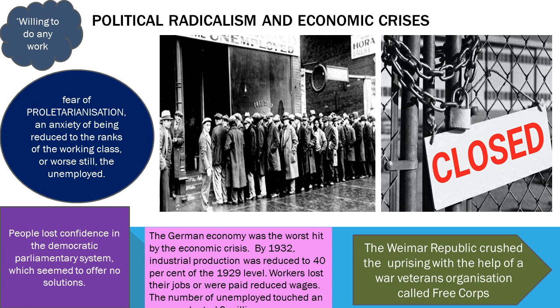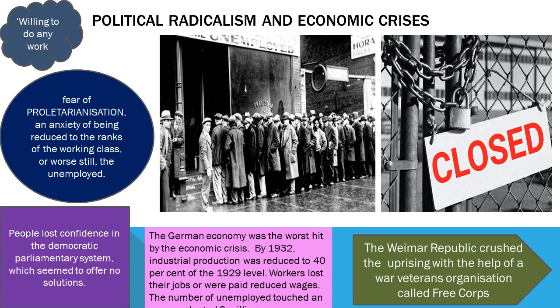By 1932, industrial production was reduced to 40% of the 1929 level. Workers lost their jobs or were paid reduced wages. The number of unemployed touched an unprecedented 6 million. The factories were closed and people were willing to do any work.